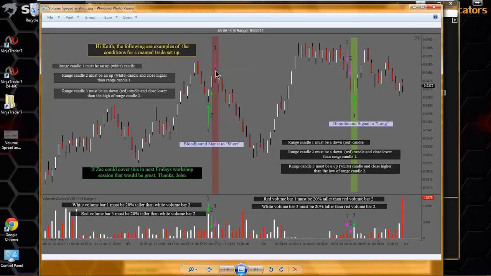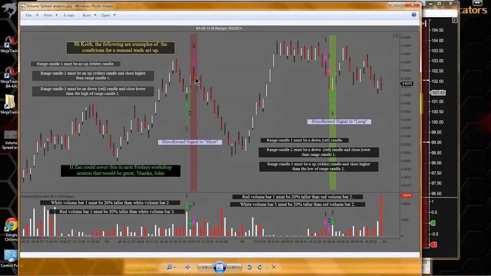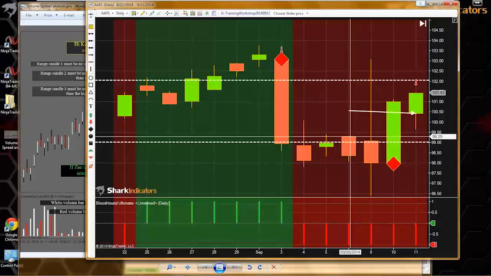And then we can see that our third bar is actually a down bar, a reversal bar down. Range candle 3 must be a down candle, and the close needs to be lower than the close of the previous bar. So in other words, we need a lower close. All right, so that's just a couple of bar direction solvers and a couple of comparison solvers. So let's work on that next.